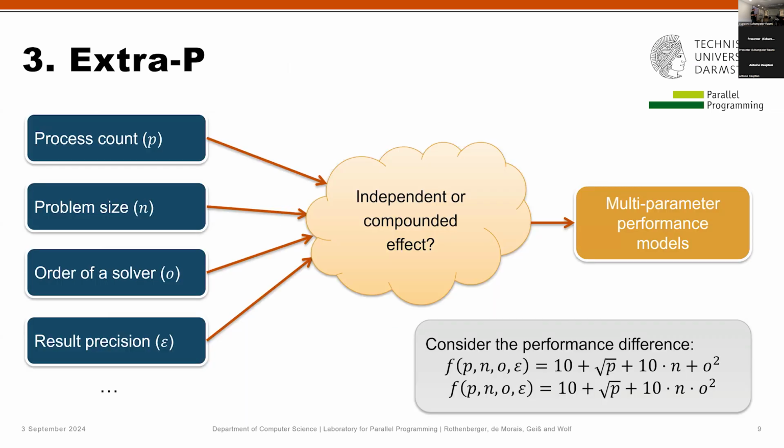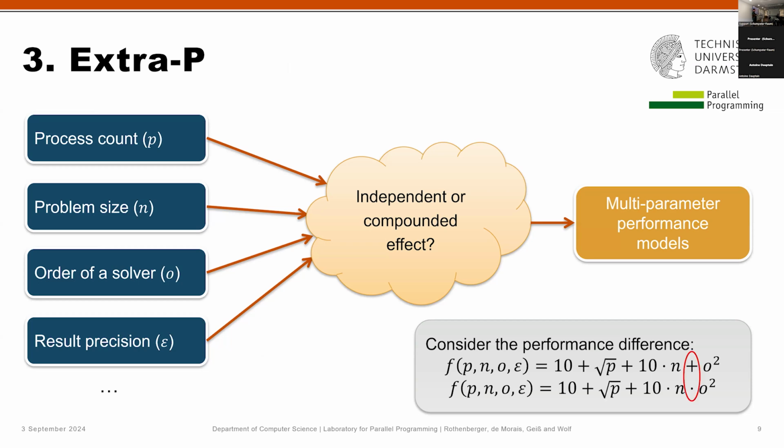And Extra-P considers any number of parameters that you may need. Here in the figure, I show four as an example, but you can use as many as you want, for example process count, problem size, order of solver, result precision, and so on. You combine all these measurements in a way that is independent, and you try to understand the compound effect of each parameter. This is called multi-parameter performance modeling. As an example, I have here in the figure two functions.